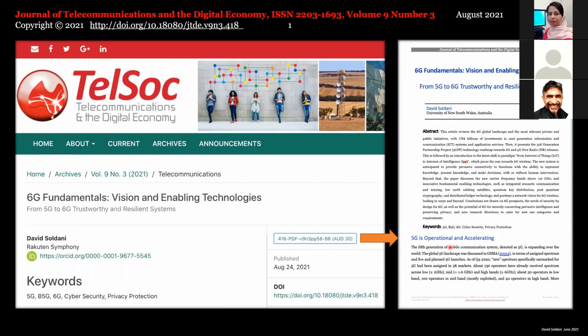What I'm showing today is a summary of a paper recently published in the Journal of Telecommunications and the Digital Economy here in Australia. This work is a review of a number of documents and some personal views on how 6G may look like. So the paper goes beyond that. It also reviews, as I'm doing now, the evolution of 5G. And I'd like to start exactly from there.